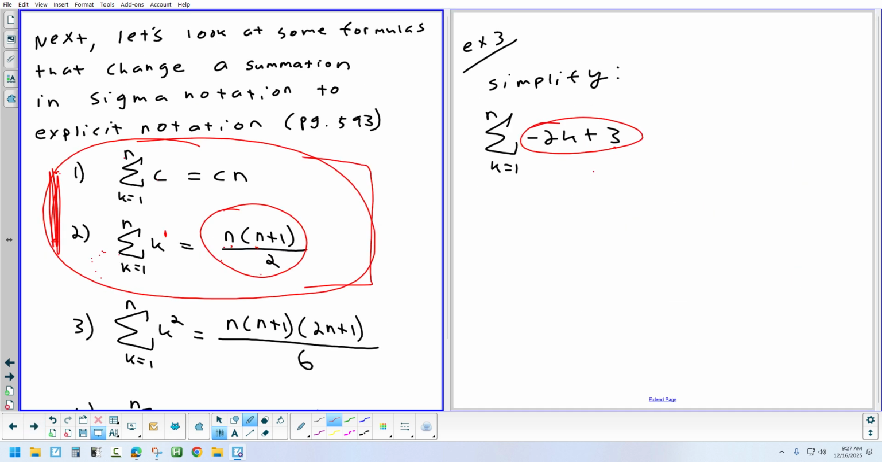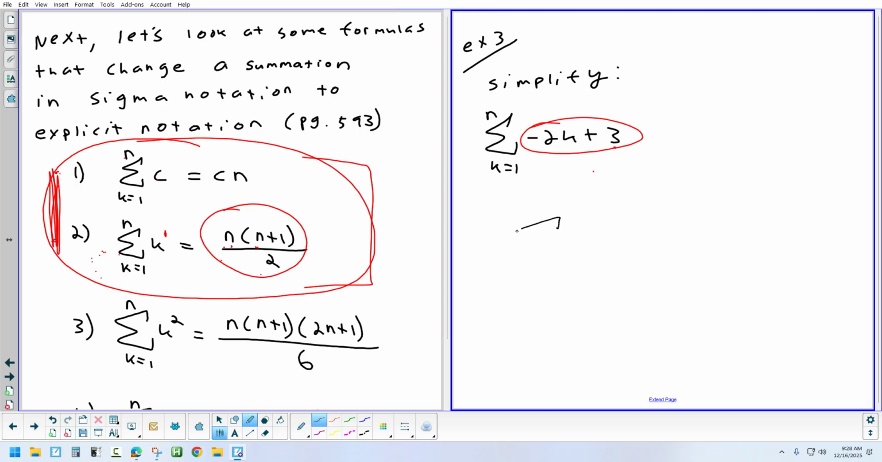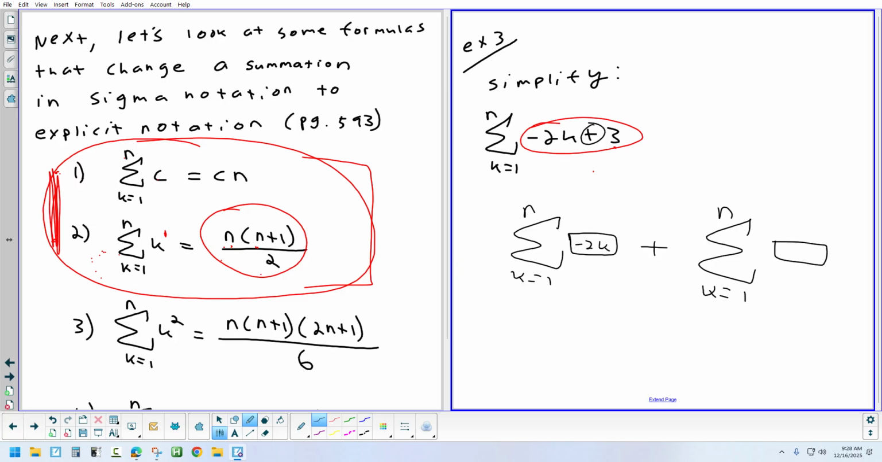When we split that into 2 sigmas, what's going to be the number that goes at the bottom? k equals 1. What's going to be the number at the top? n. Because we have a plus sign right there, we're going to put a plus sign right there. And what do you think would go in that box for the formula? Negative 2k. And what would go in that box? 3.